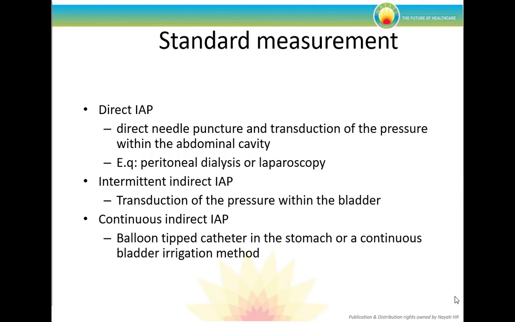So, there are various ways in which we can measure intra-abdominal pressure. We can measure directly, as we see in patients undergoing laparoscopy. We can measure intermittently with indirect measures, like the bladder irrigation methods. There are various other devices through which you can continuously measure indirect intra-abdominal pressure.